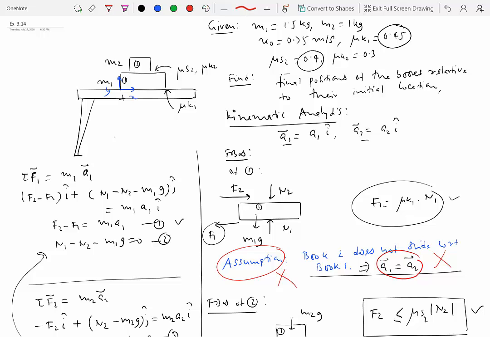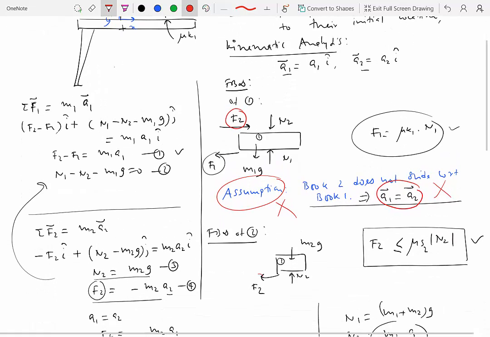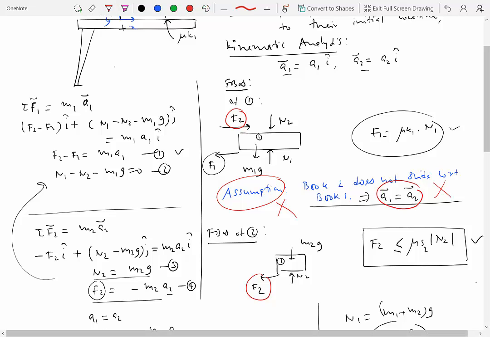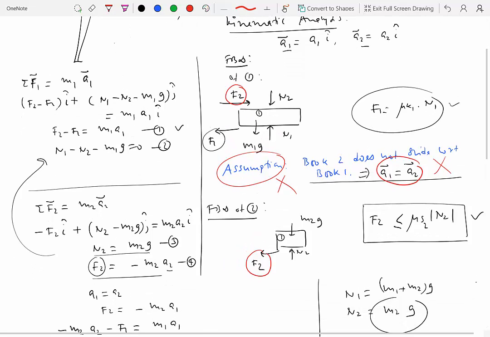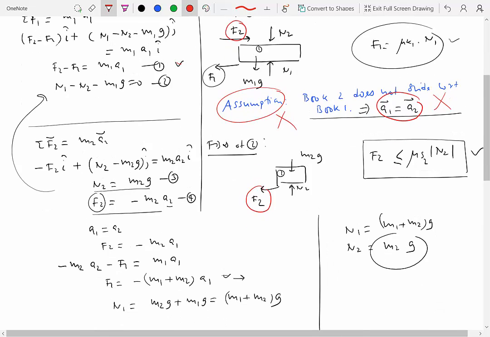Where we are going to gain is in the nature of this friction force F2, right? Because now we will assume that book 1 and book 2 are slipping with respect to each other. This friction force actually will become mu k2 times n2. So yes, we will lose on the relationship between their accelerations, but we'll gain on knowing what the friction force is, right? So the free body diagram doesn't change. The equations that you have written over here, 1, 2, 3, and 4, don't change either.